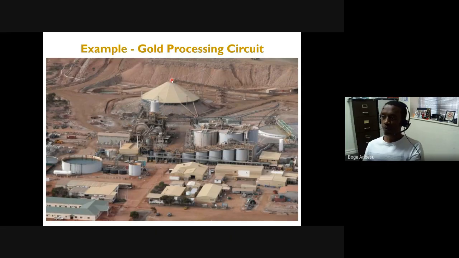If I just take a sample from here, it's not going to represent everything. If I take the sample from the top, it's not going to represent everything, because particles tend to segregate when you stockpile them.